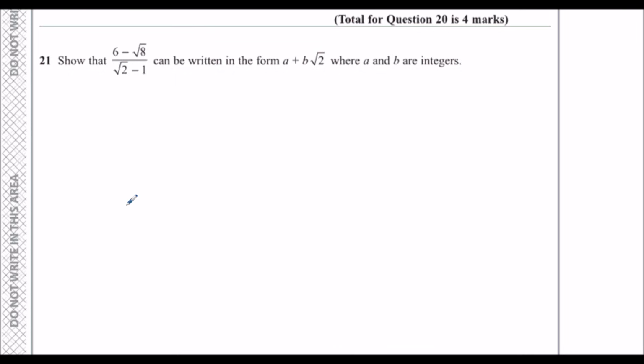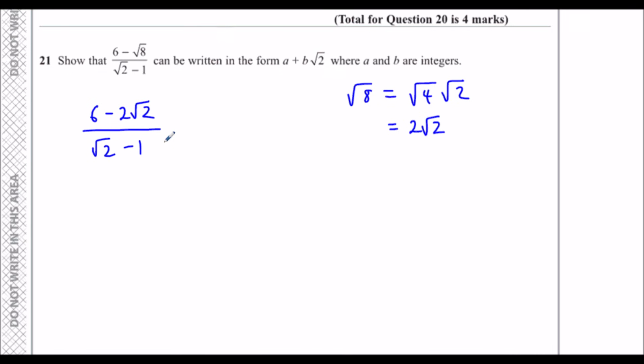Okay, question 21. Show that 6 minus root 8 over root 2 minus 1 can be written in the form a plus b root 2, where a and b are integers. So I think the first thing I want to do here is change root 8 into 2 root 2. So root 8 is root 4 root 2, which is 2 root 2's. So I'm going to change root 8 into 2 root 2's.